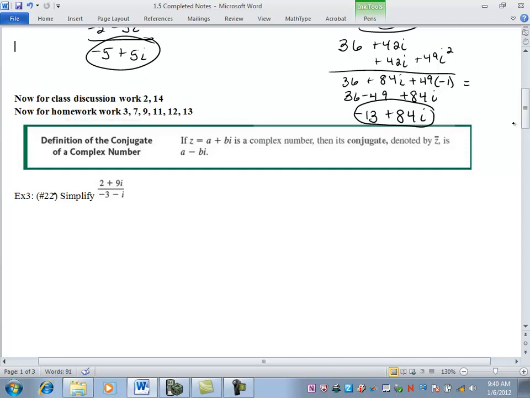You can see I've asked you to work problems 2 and 14 for class discussion and then the list for the homework.